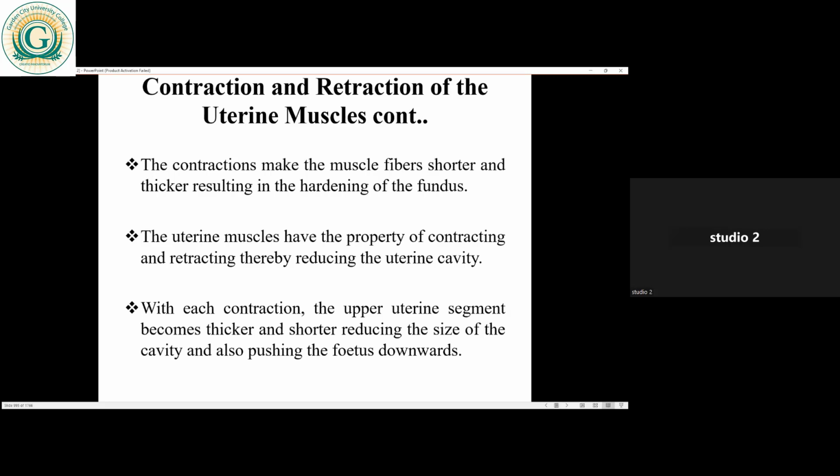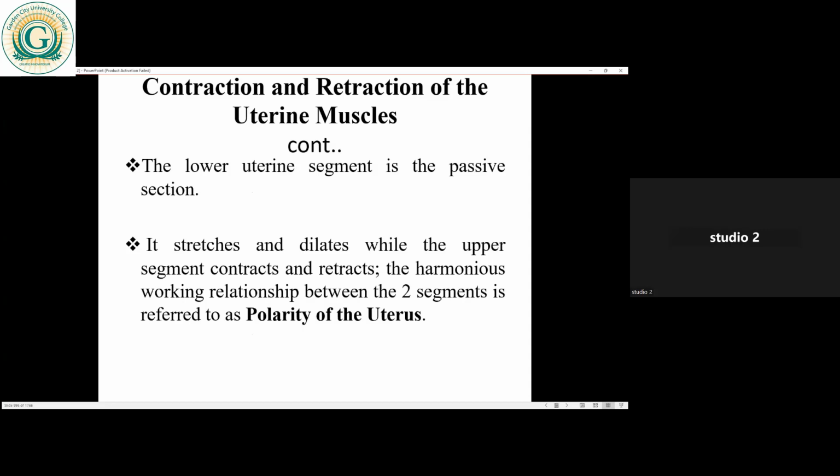For every contraction, you see, in labor, the woman contracts and retracts. It doesn't just contract and relax. In other words, when she contracts and then is relaxing or retracting, she doesn't go back to where it started. It keeps on reducing the cavity of the uterus and pushing the baby out. That is what the labor is all about. And the lower uterine segment is the passive section. It stretches and dilates, while the upper uterus retracts.